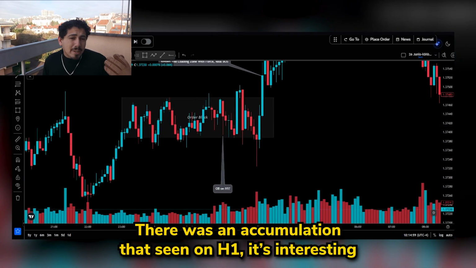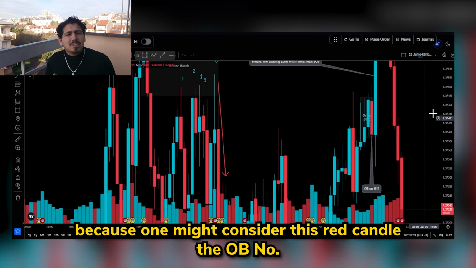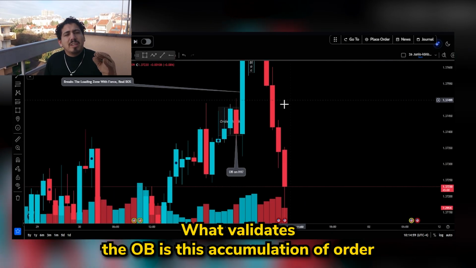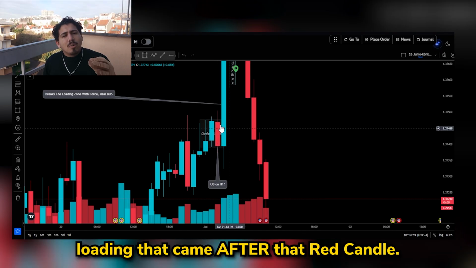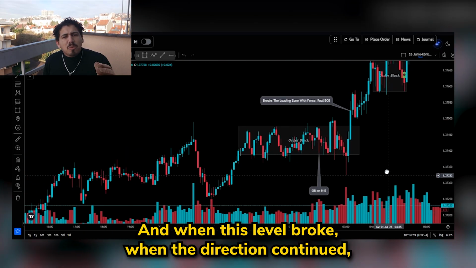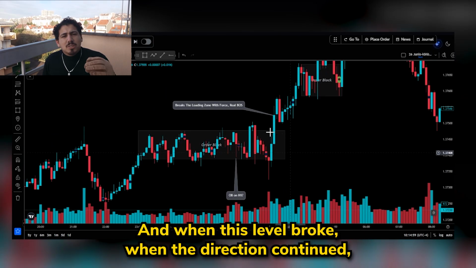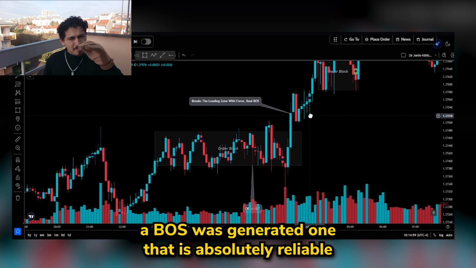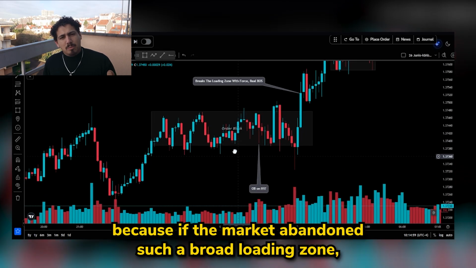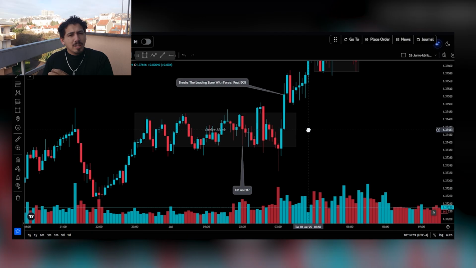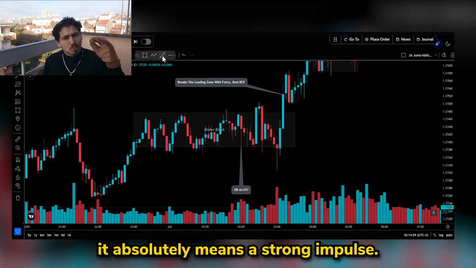H1, it's interesting because one might consider this red candle the OV. No, what validates the OV is this accumulation of order loading that came after that red candle. And when this level broke, when the direction continued, a break of structure was generated, one that is absolutely reliable because if the market abandoned such a broad loading zone, it absolutely means a strong impulse.